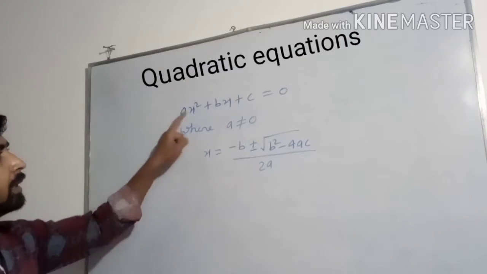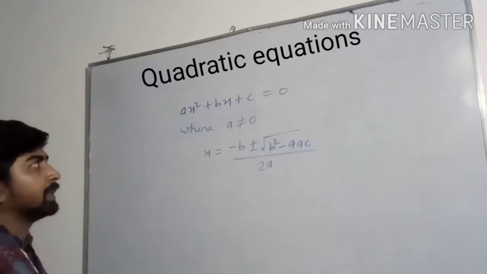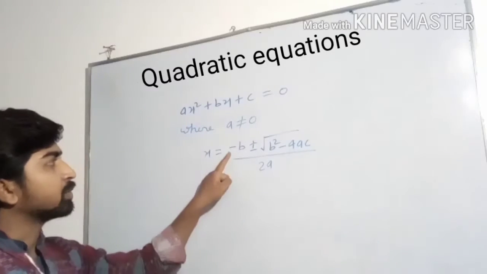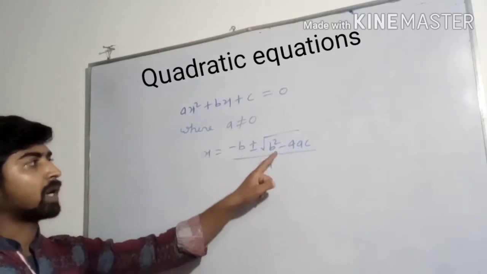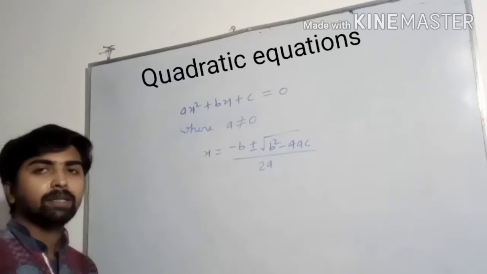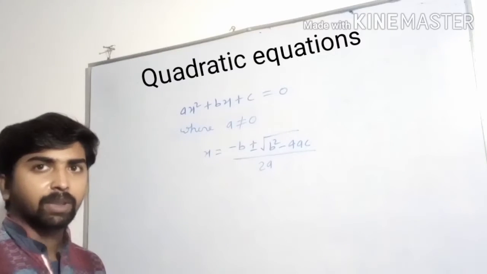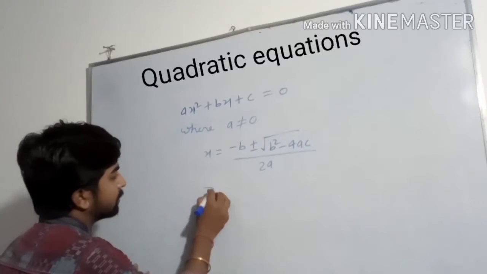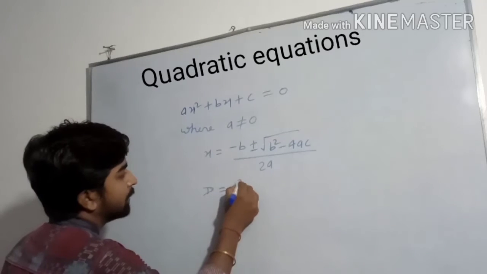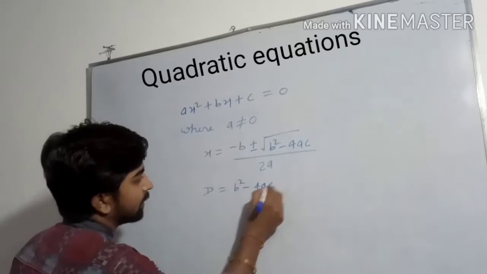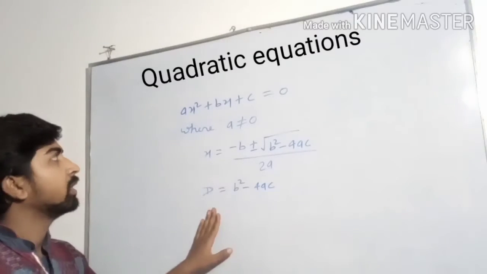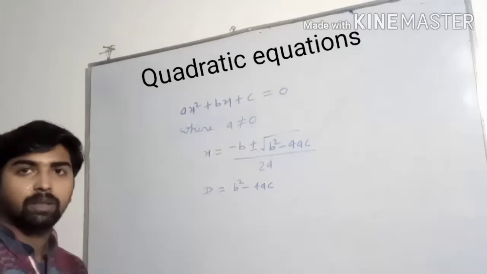Here a, b and c are real numbers, so (-b ± √(b² - 4ac)) / 2a is also a real number. Students, D = b² - 4ac is called the discriminant of this quadratic equation.